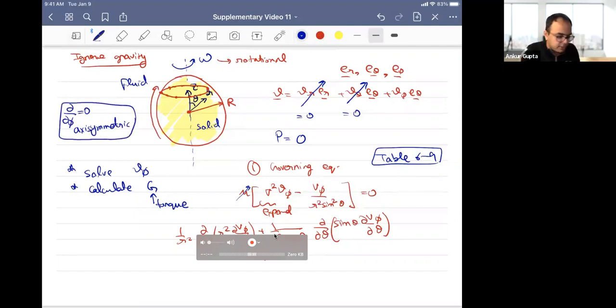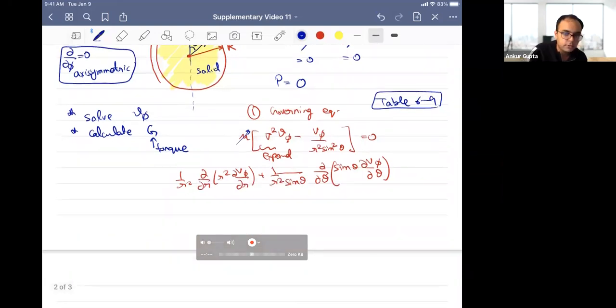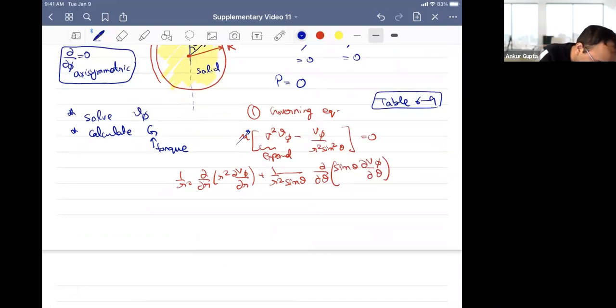So I'll not write that term down, and I'll basically say del by del phi is 0, or del v phi by del phi will be 0 because that's the only non-zero term, the velocity. But it's important to kind of go about this, think about it. This, and then again minus. Finally, we have minus v phi by r square sine square theta.